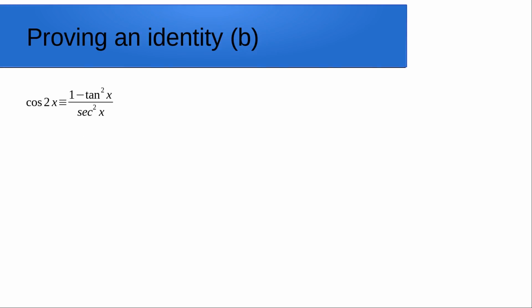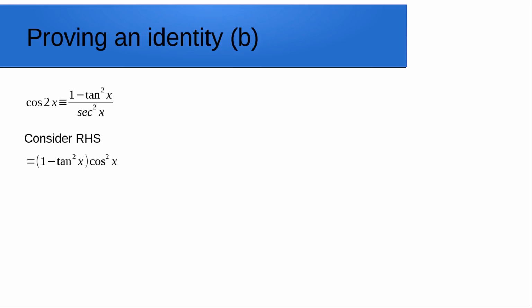Okay, let's look at another identity. Now I said previously that probably the easiest thing to do would be to expand this one here, and you certainly could do that, but actually in this case my choice would be to write this one here by bringing the sec squared up as a cos squared to give us 1 minus tan squared, times cos squared.